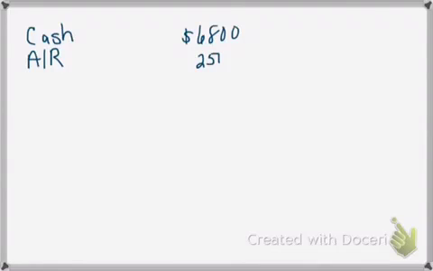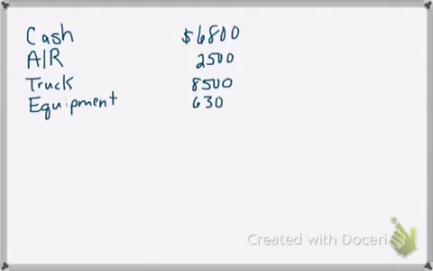And so what we have first is we do have the cash account. The cash has $6,800 in it. Then we can go to accounts receivable. Accounts receivable has $2,500 in it. The next thing I see are like trucks and equipment. So we would do truck, and the truck is $8,500. Equipment would be $6,300.